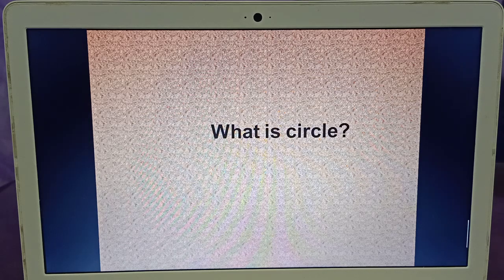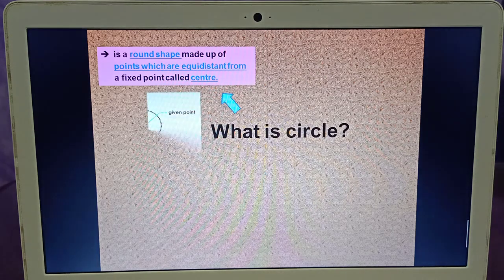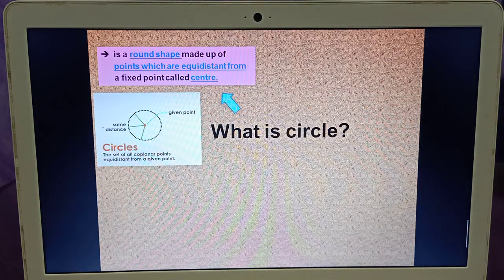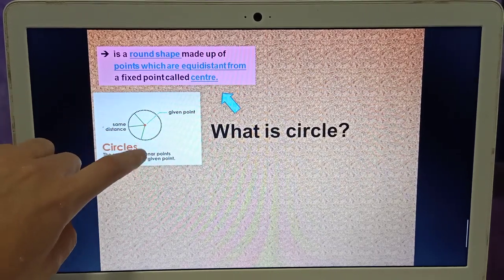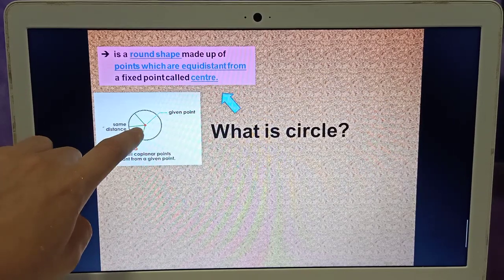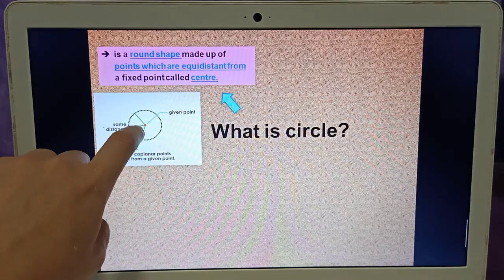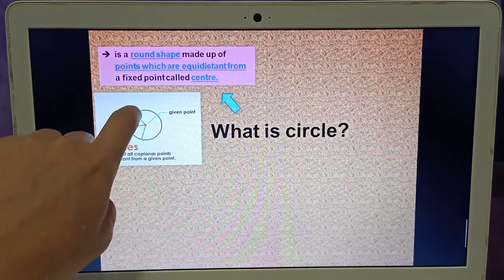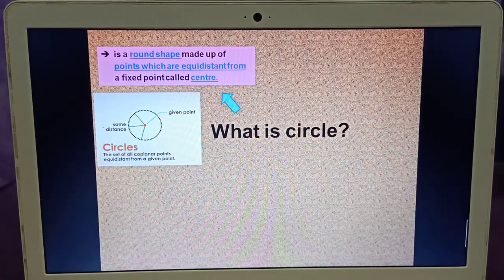What is a circle? Of course, it is a round shape, right? But what more can you say about a circle, apart from a round shape? Actually, a circle is a round shape made up of points which are equidistant from a fixed point called the center. You see a lot of points here, and all these points are equidistant from a fixed point at the center here. The equal distance from the center to the point outside is what we call the radius, which you learned in Form 2, right?